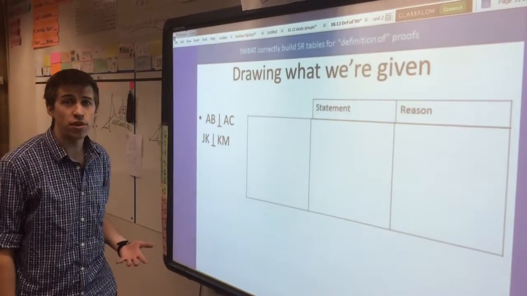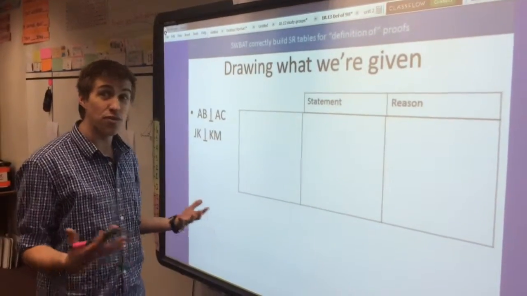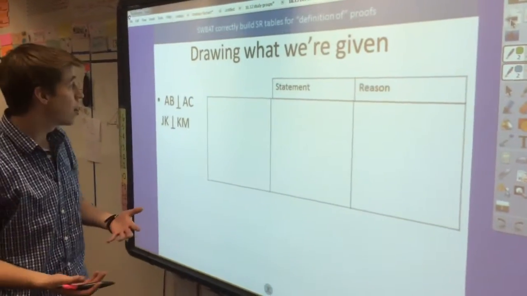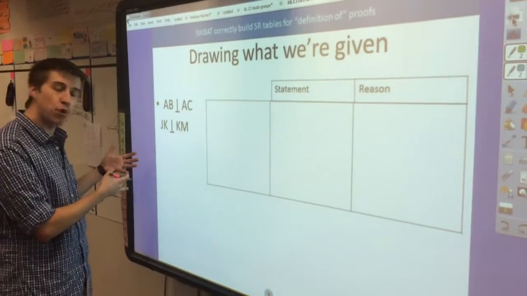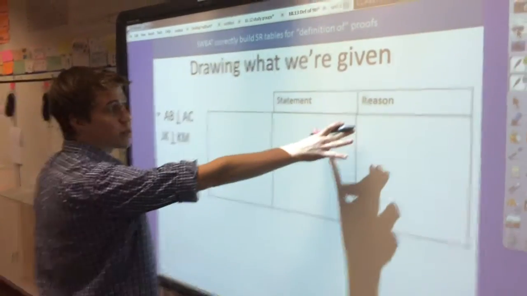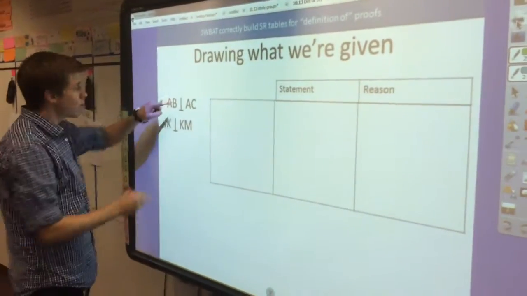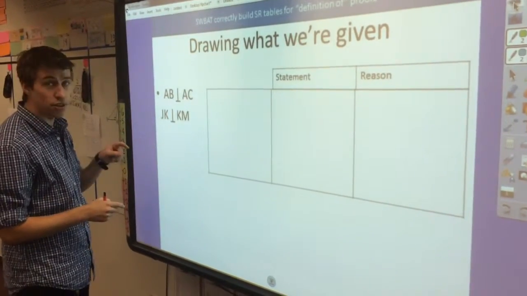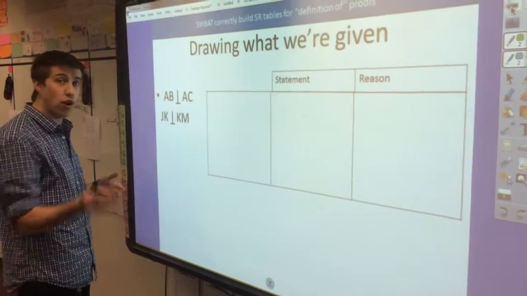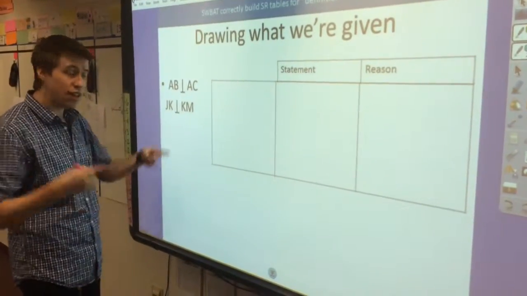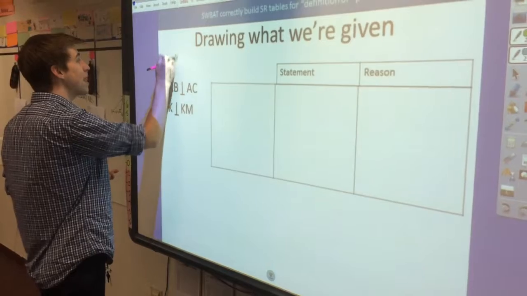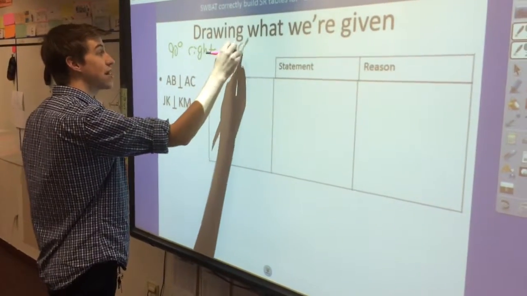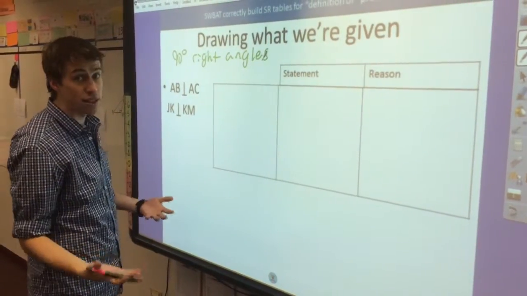Now, the other thing we've been learning about recently that is going to be around for the rest of the year, so hopefully you already have perpendicular lines in your glossary, but we want to see how perpendicular lines come into our statement reason tables. That's what this little upside down T means. This means that line segment AB is perpendicular to AC. And from our glossary, we know that perpendicular lines, when they hit each other, they always make 90-degree right angles. That's the key understanding we need when we talk about perpendicular lines.